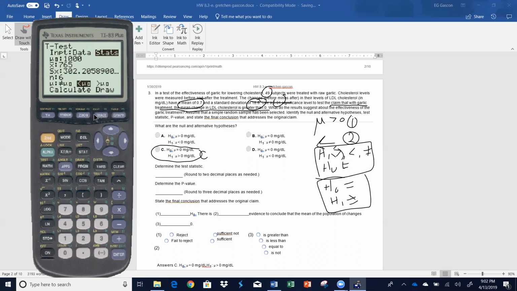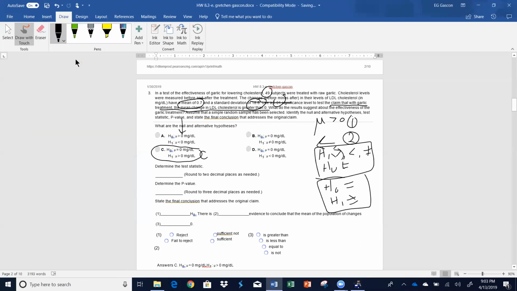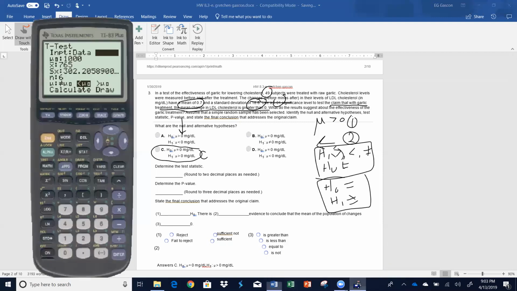So, t-test. I have stats. I don't have data. If I had a bunch of data, I would put it into a list and I would use data, because if I choose data here, what they ask for is altogether different. So I choose stats. First thing it asks for is mu0. Mu0 is whatever the number is that is in the hypothesis test. So in this case, it happens to be 0.